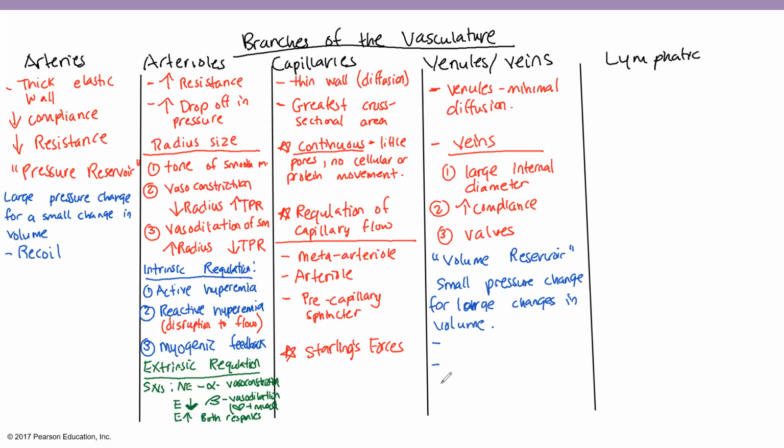The last couple of things we spoke about as far as veins were the four mechanisms that helped with venous return. Okay, the skeletal muscle pump, working together with the valves, right? We also talked about the respiratory pump.